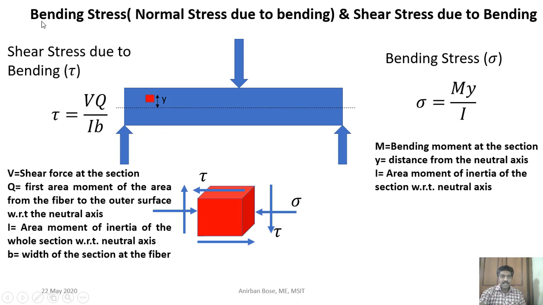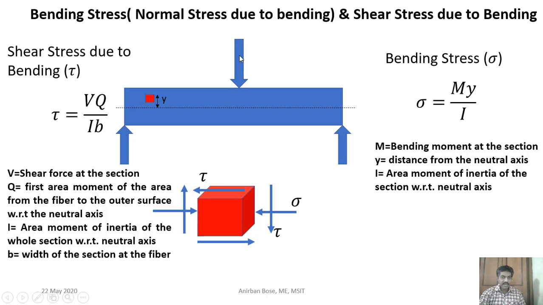Because of bending, normal stress and shear stress both are developed. The normal stress that is developed because of bending is normally called bending stress. So what is bending stress? Because of bending, the normal stress that is developed is calculated by the formula My by I, where M is the bending moment at the point where you want to know the bending stress, that you have to calculate first.